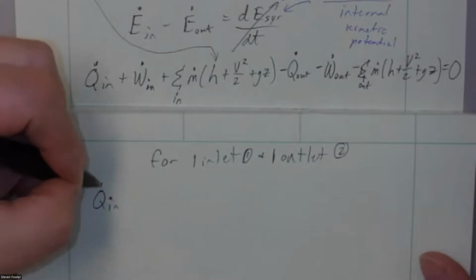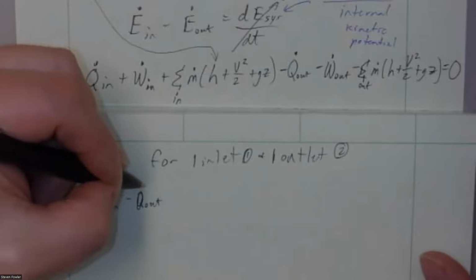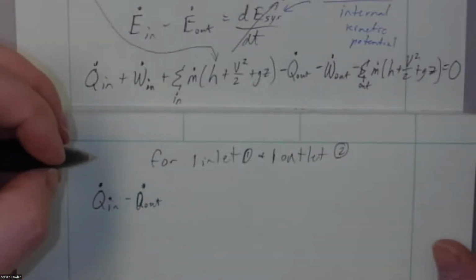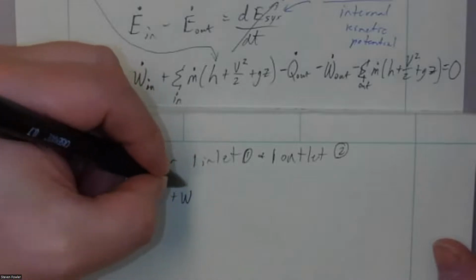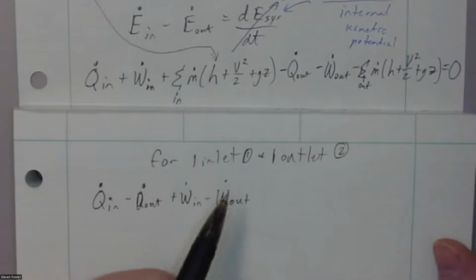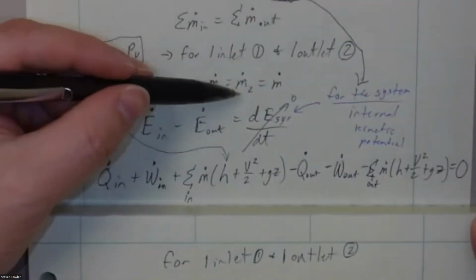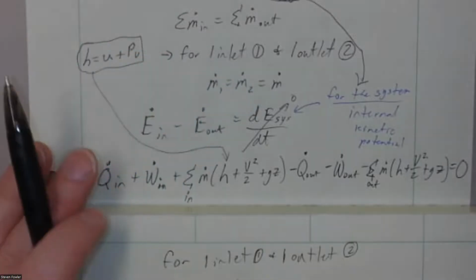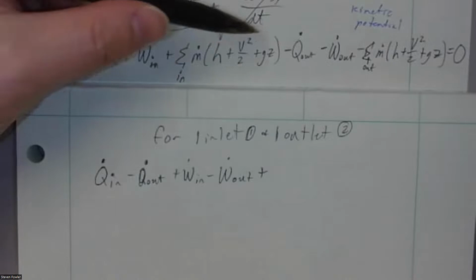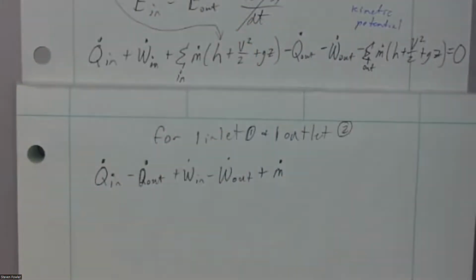I'm going to group the Q's and W's together. So I'm going to say Q dot in minus Q dot out. You don't have to. You can write these terms in any order, just preserve the sign. But here I'm going to say Q dot in minus Q dot out plus the power input minus the power output. And again, if I've got one inlet, one outlet, there's a common m dot between the two. There's no need to differentiate it. I don't have to do the summations I've got here because there's only one of each. And they have a common mass flow rate, so we're just going to factor it out.